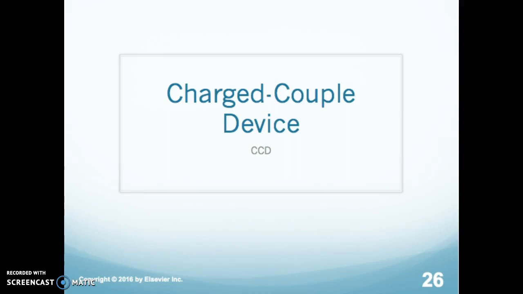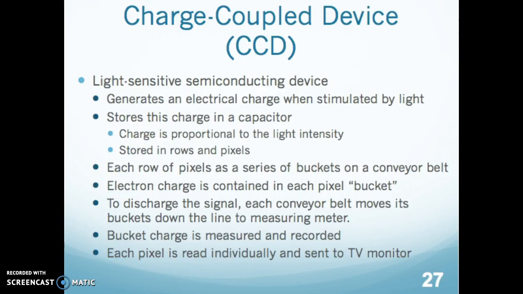Okay, charge coupled device, so CCD. What these are is they're little light sensitive semiconductors. They generate an electric charge when stimulated by light. So it stores this charge in a capacitor. So the charge is proportional to the light intensity and is stored in rows and pixels.